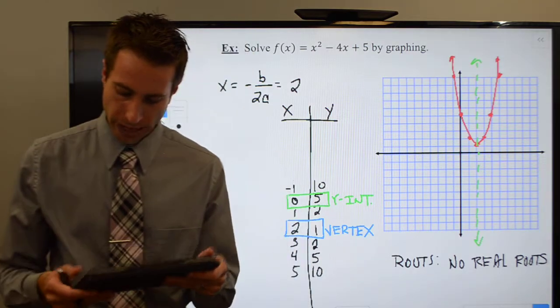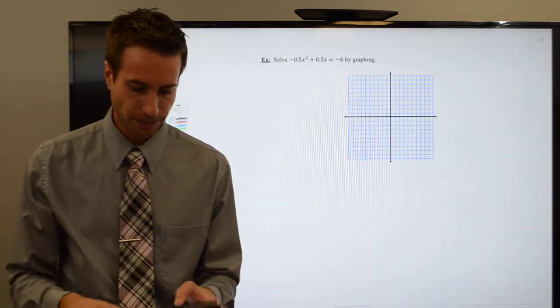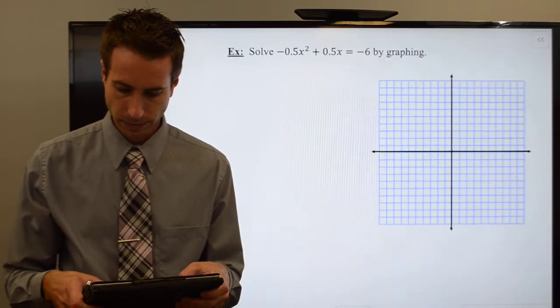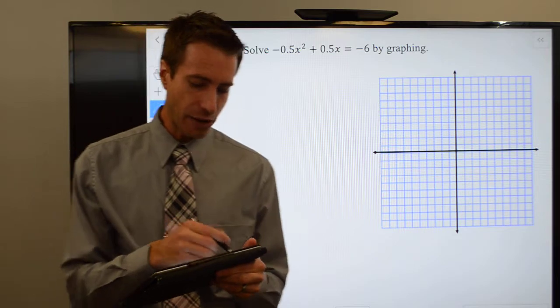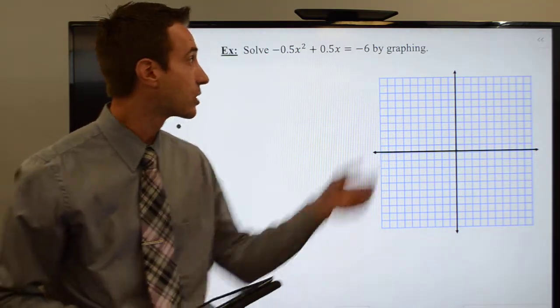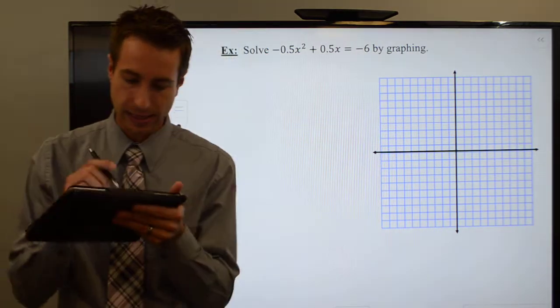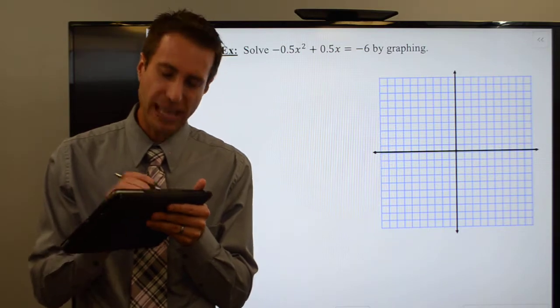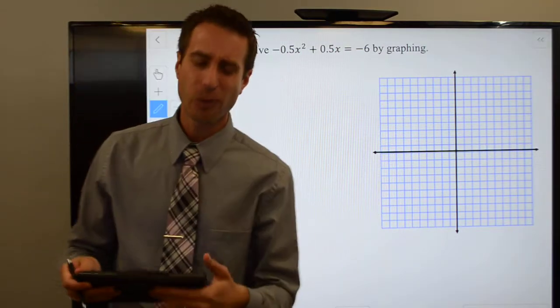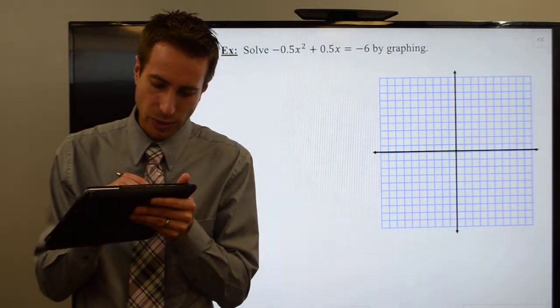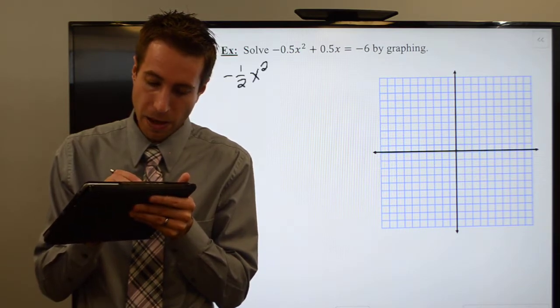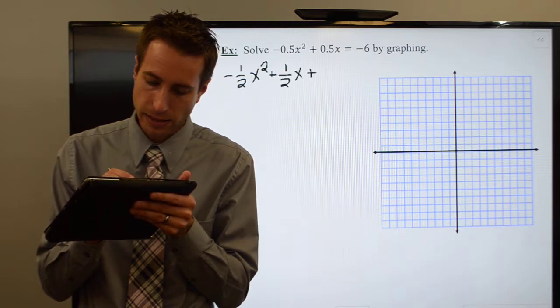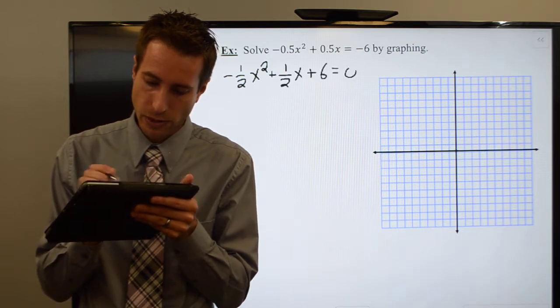I got another one for you here. Let's go ahead and try this one. Again, I need to make sure that I get this in standard form before I do anything else. That'll mean adding the 6 to the other side. So I'm going to wind up with, and actually instead of writing 0.5, I'll write 1/2. I generally like working with fractions a little better. So negative 1/2 x squared plus 1/2 x plus 6 is equal to 0.